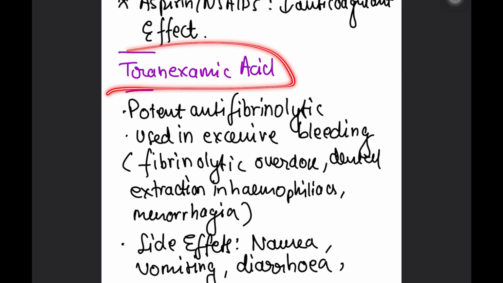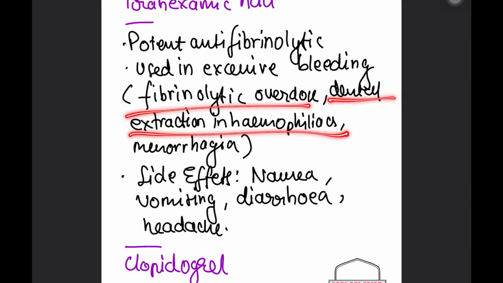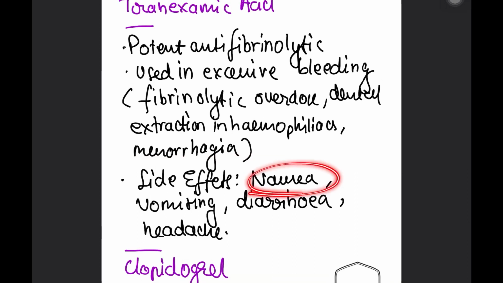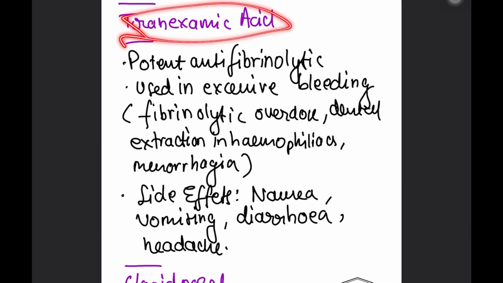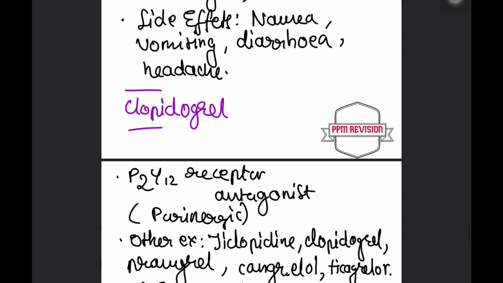Then moving on to tranexamic acid. Tranexamic acid is a potent antifibrinolytic. It is used in excessive bleeding and fibrinolytic overdose, dental extraction in hemophiliacs and menorrhagia. And side effects: it causes nausea, vomiting, diarrhea and headache. So diarrhea plays a major role; it's very common throughout most of the drugs.